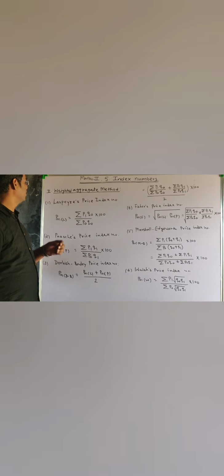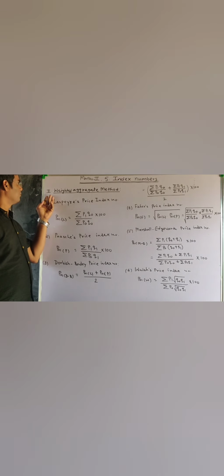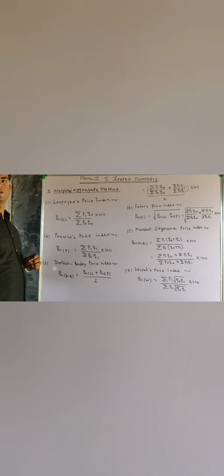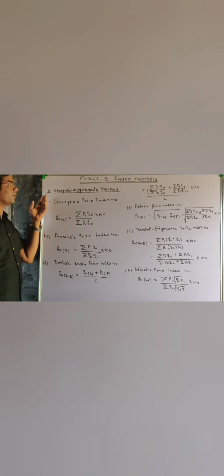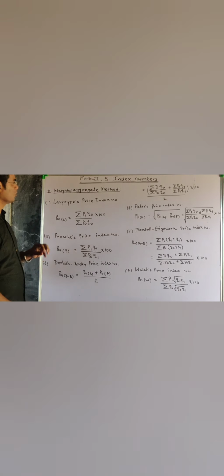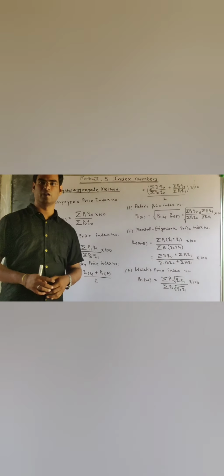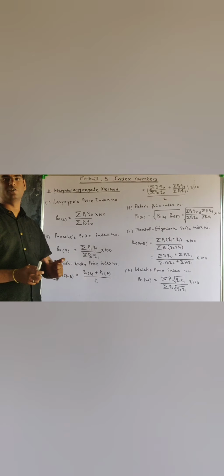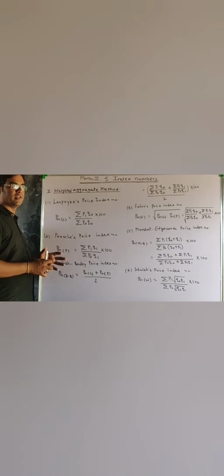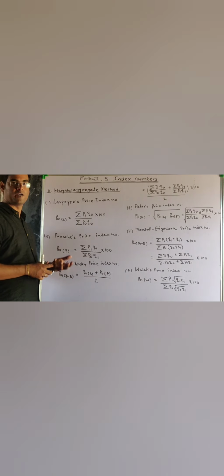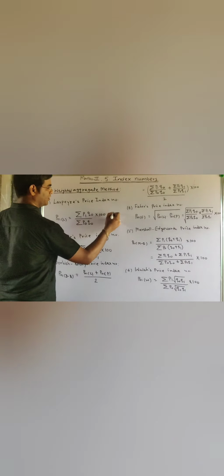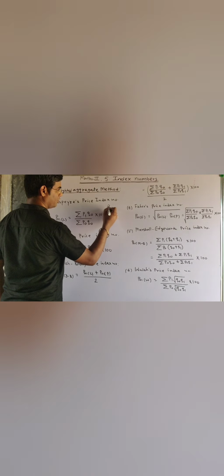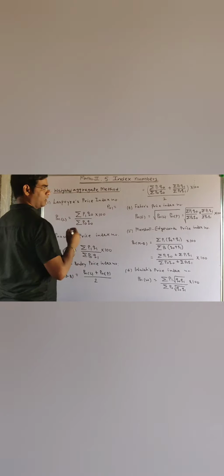In the last lecture we have seen the first method to construct index number, that is the simple aggregate method. Now the second method is what? The weighted aggregate method. The weighted aggregate method is nothing but to calculate value index number, that is price into quantity. Weighted means what? Weight means what here? Quantity.